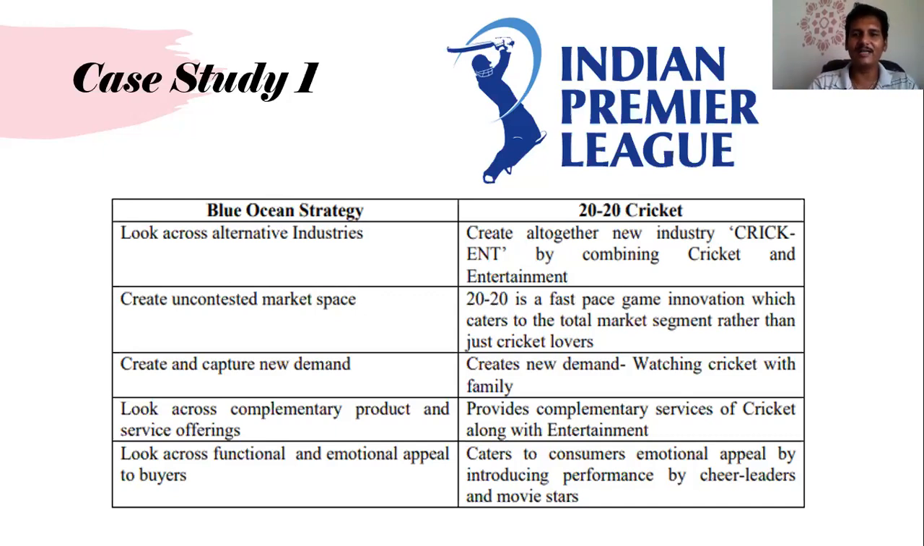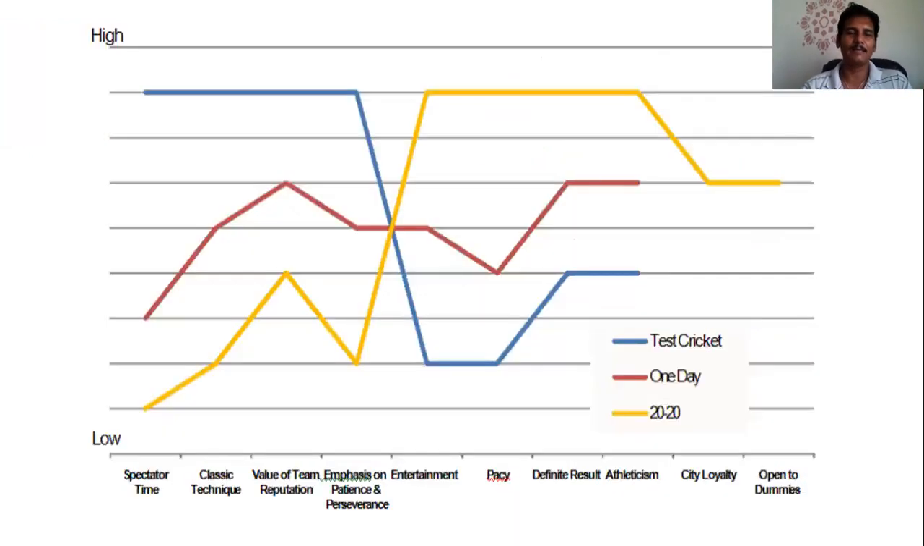They used cheerleaders and movie stars to have an emotional appeal. Whenever you had movie stars, more people with their families started viewing the IPL. So this is a new market. See, this is a strategy chart for IPL, and see the spectator time. The red is showing the one day, the blue is for Test cricket, and yellow is our 20-20 series. So spectator time is very low compared to ODI and Test cricket.